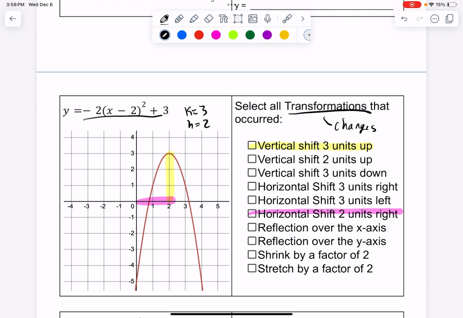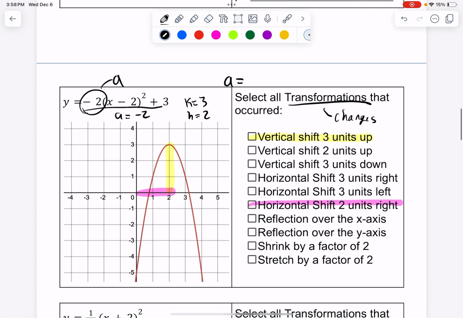Additionally, when we talk about our a value, or that value in the front, our a value is a -2. So when we have a -2, that means we have a couple of things that are happening. What we call when our a value is negative, we call that a reflection. And we call that a reflection over the x-axis. So our graph flips over the x-axis. So it goes from positive to negative. Let's do that in a different color. So when our a value is negative, we have a reflection over the x-axis.